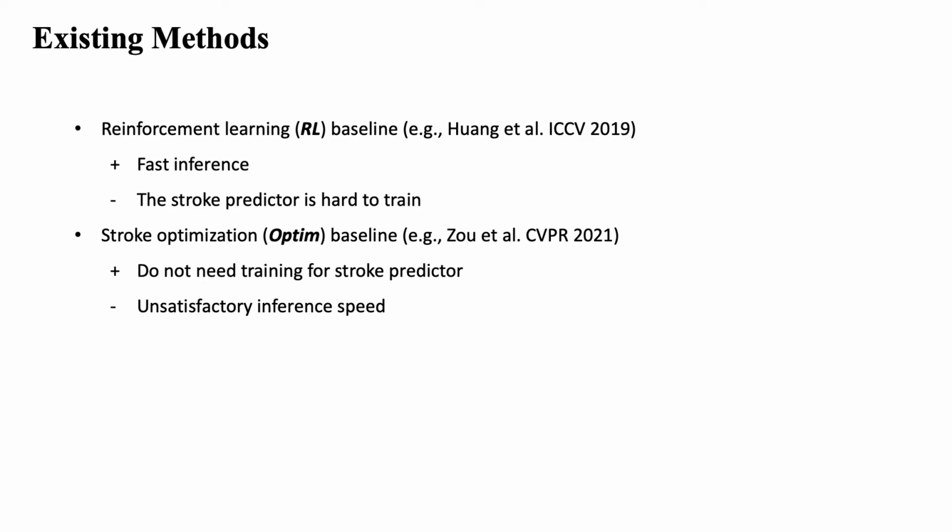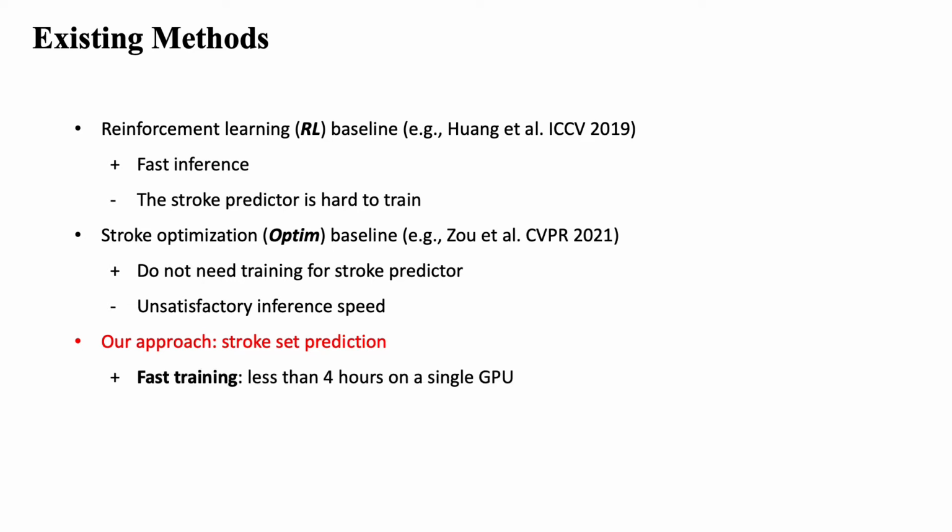Different from this method, in this paper, we view the problem of neural painting from a new perspective, which is stroke set prediction. Under such setting, the training can be more efficient, which takes less than 4 hours on a single GPU. And in the inference time, we can obtain the final painting in near real time under the resolution of 512.